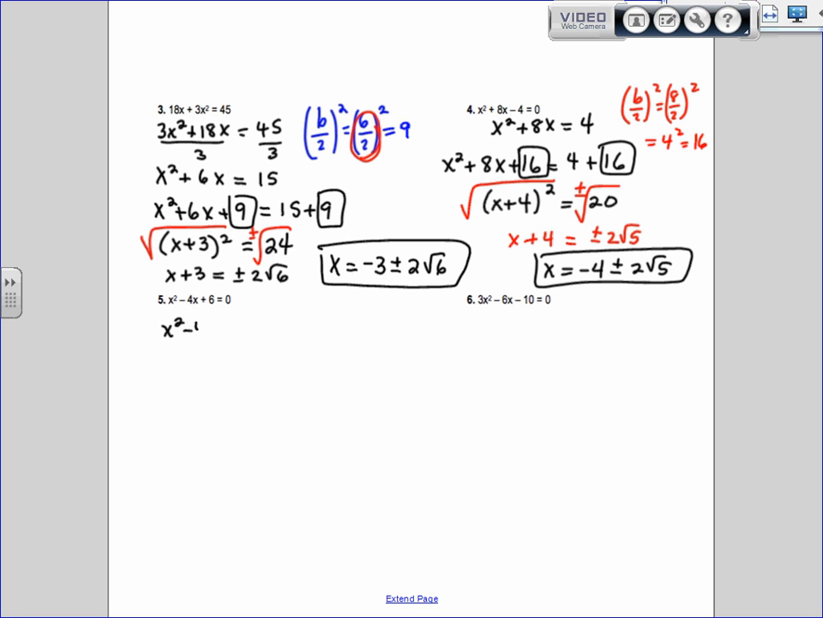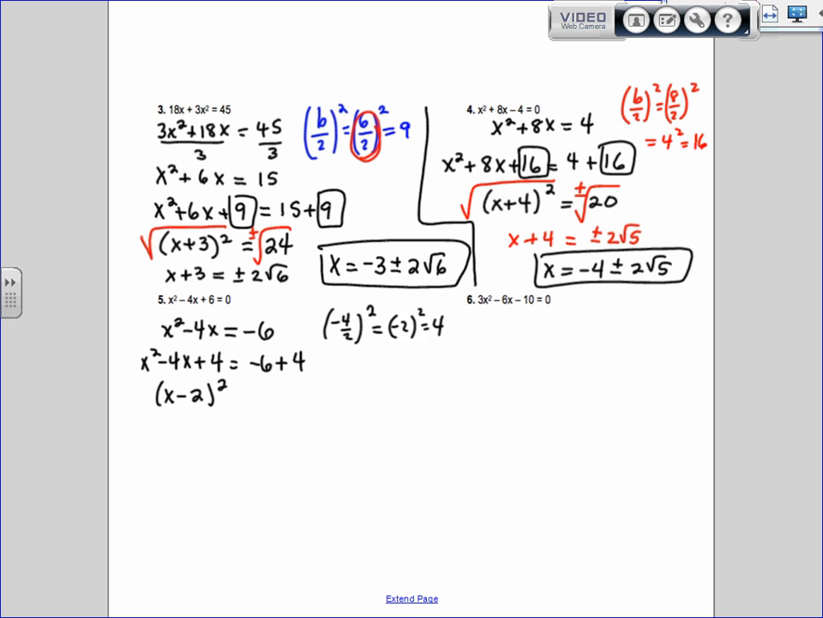All right, so anyway, so subtract the 6 over. So I have x squared minus 4x equals negative 6. What am I going to add to both sides? Because negative 4 divided by 2 squared is negative 2 squared, which is 4. So I'm going to have x squared minus 4x plus 4 equals negative 6 plus 4. So when you factor the left side, it's x minus 2 times itself. So x minus 2 squared equals negative 2.